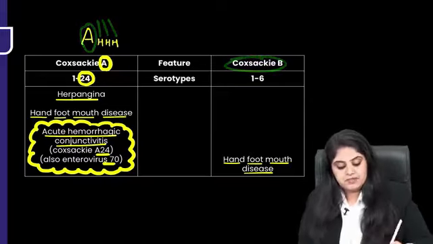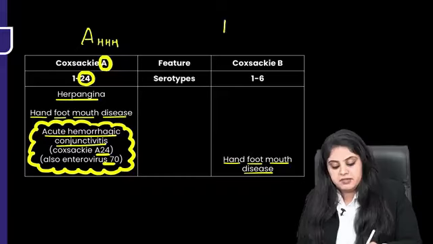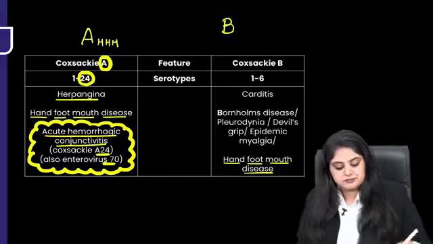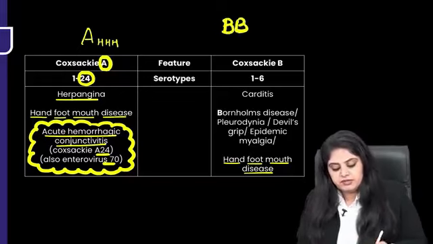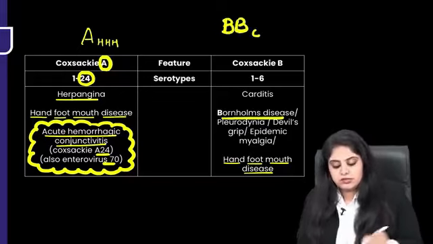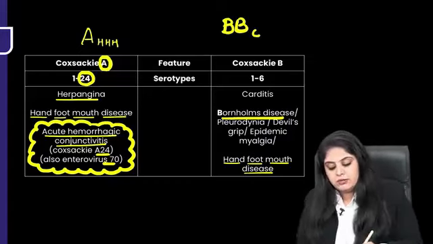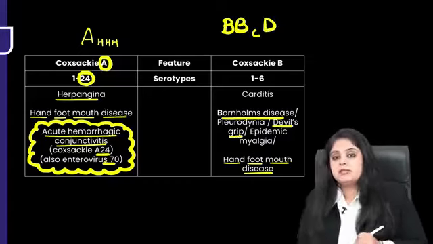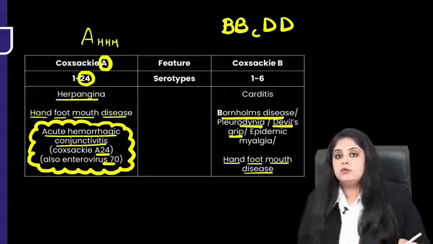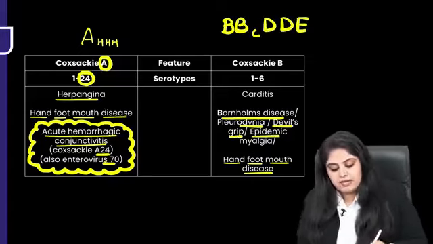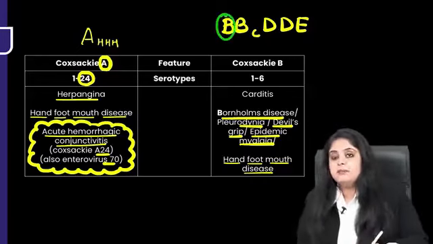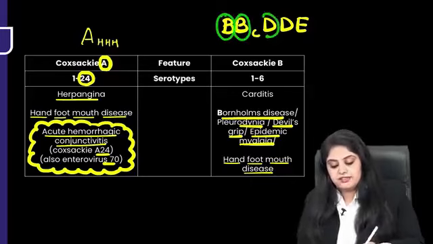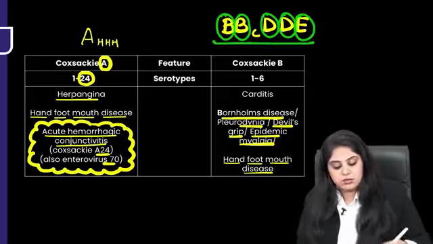Whereas Coxsackie B, hand-foot-mouth disease it does cause, but with B, you will start making a list. And it causes something called the Bornholm disease. Bornholm disease, write a small one, that I'll come to later. Bornholm disease is also known as devil's grip. It is also known as pleurodynia, and it is also known as epidemic myalgia. Only important for INI-CET students. Repeating, Coxsackie B causes Bornholm's disease, known as devil's grip, pleurodynia, epidemic myalgia. That is what Coxsackie B causes.